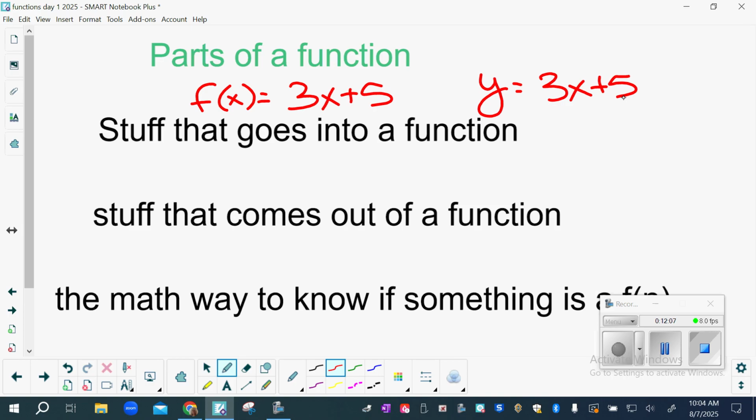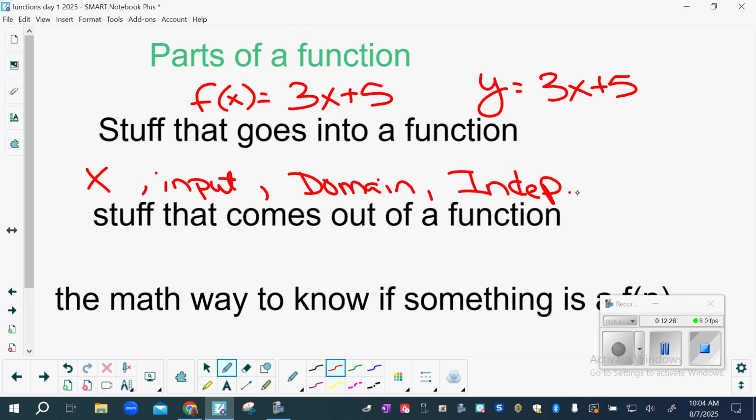The X, the thing that goes into your function, right? That's what's going in. He is called the input. He is also, we refer to a bunch of X's as the domain. And he is what we call the independent variable. And here's why. You get to pick what button you want to push, right? I'm not holding a gun to your head and say push button 3. You push what you want to push. That's why it's independent.